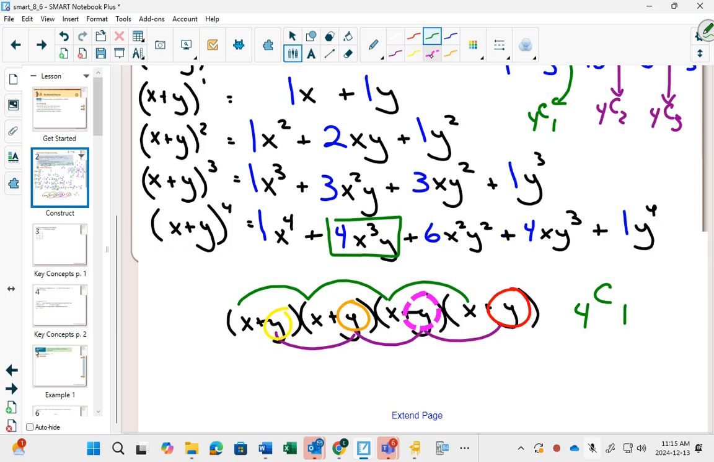When you multiply them together, does the order matter in the end? No, you just move things around. But you have 4 y's, and you choose one of them, and that's why there's going to be 4 x cubed y. If I chose 2 y's, as in this one, there'd be 4 choose 2.